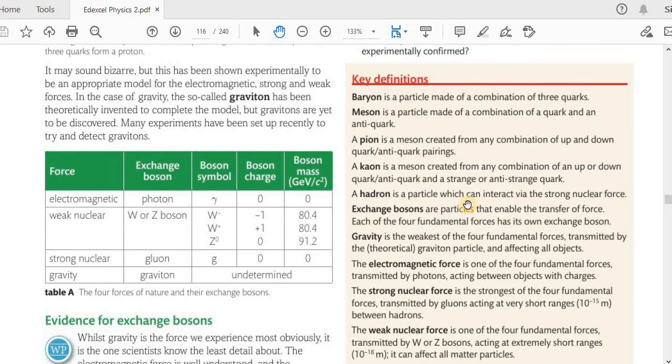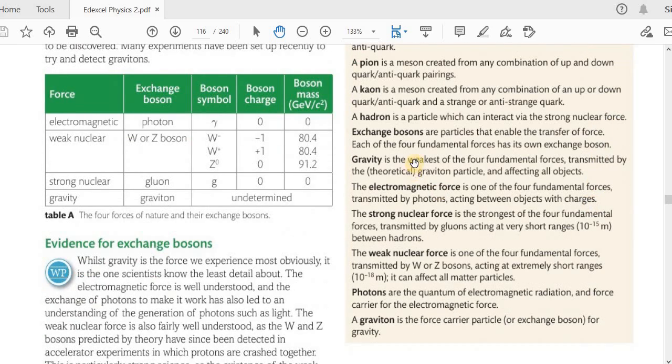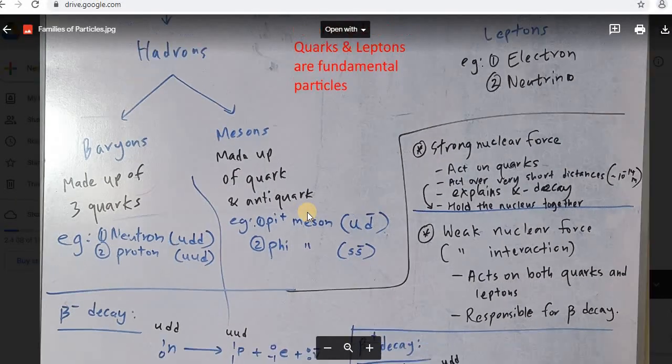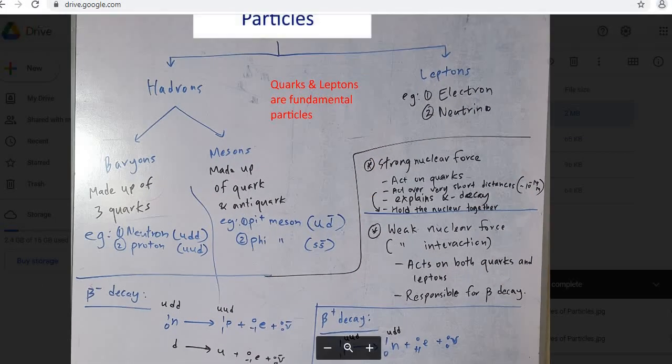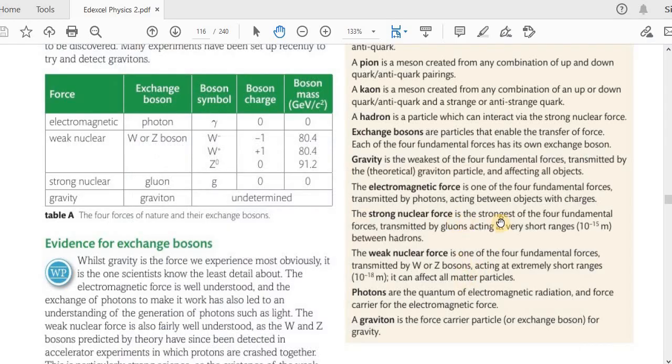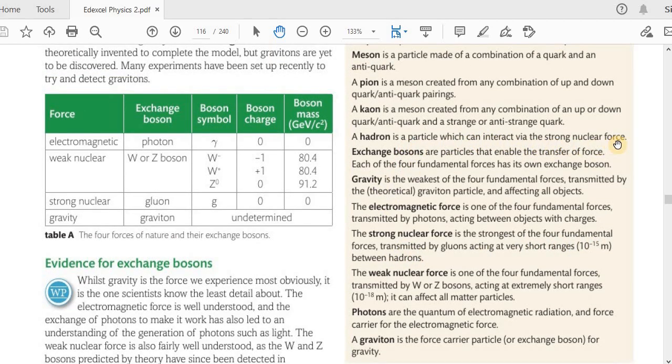A hadron is a particle which can interact via the strong nuclear force. So baryons and mesons are all hadrons. Exchange bosons, again, I have shown you in the chart here for the notes of these particles. Okay, the strong nuclear force is the strongest of the 4 fundamental forces. Before that, a hadron is a particle which can interact via the strong nuclear force.